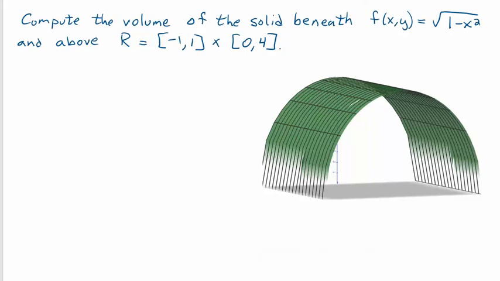Alright, in this problem we're asked to compute the volume of the solid beneath f of x, y equals the square root of 1 minus x squared, and above the region x from negative 1 to 1 cross y from 0 to 4, so basically that rectangle.